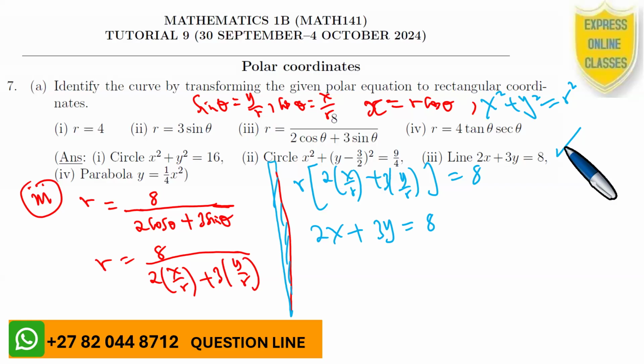Okay, we're already done. We continue. Right, so we have been able to show that the Roman figure 3, r equals 8 divided by 2 cosine theta plus 3 sine theta, is actually a straight line. So we've been able to convert that to a straight line equation. That is what we have done.